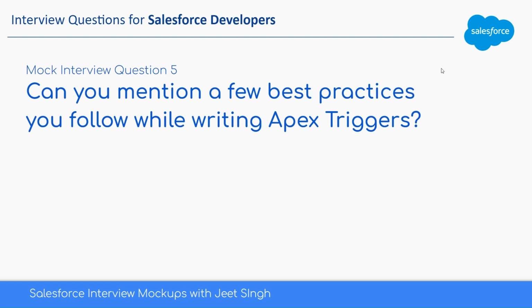Can you mention a few best practices you follow while writing Apex triggers? There are quite a few best practices I follow while writing Apex triggers. I always use the single responsibility principle, which means each trigger should have a single responsibility, such as handling the logic for a specific object or process, and avoid creating monolithic triggers that perform multiple unrelated tasks.